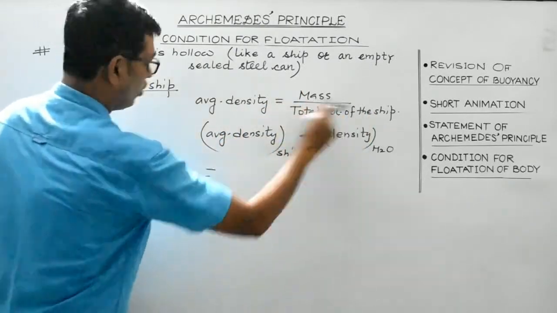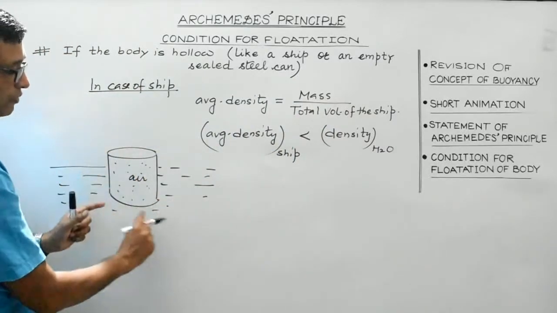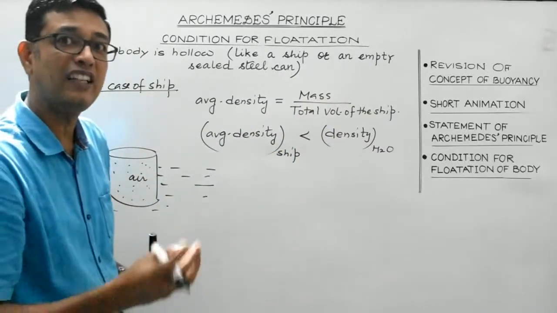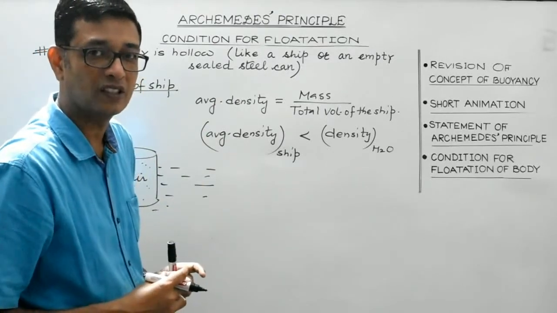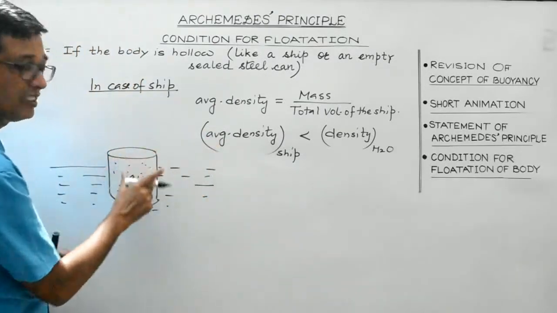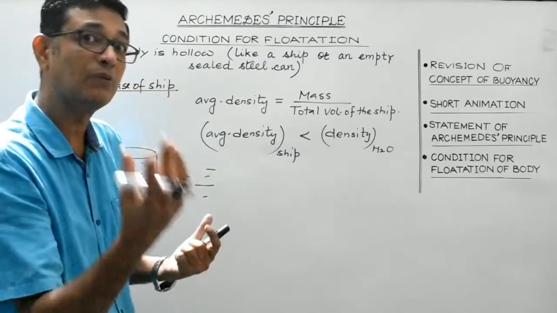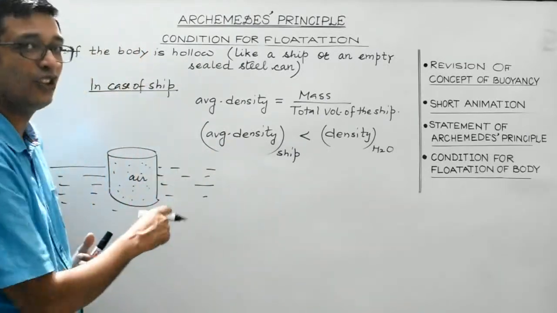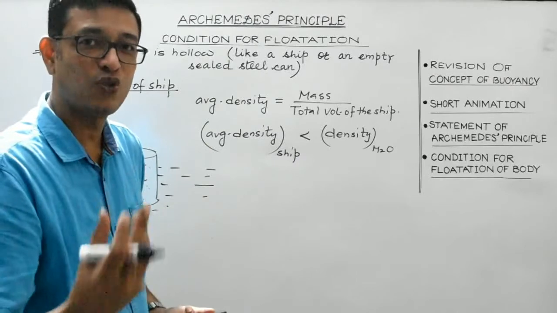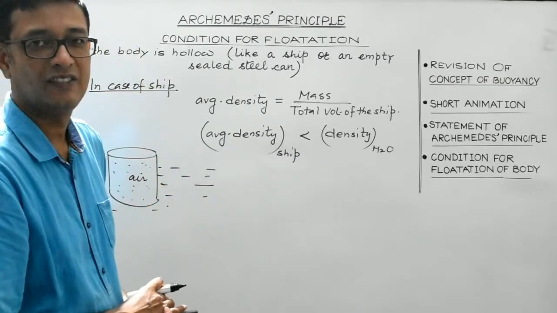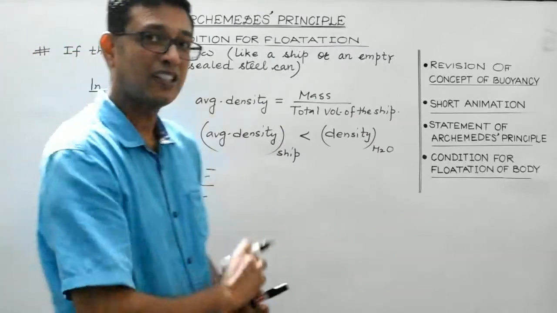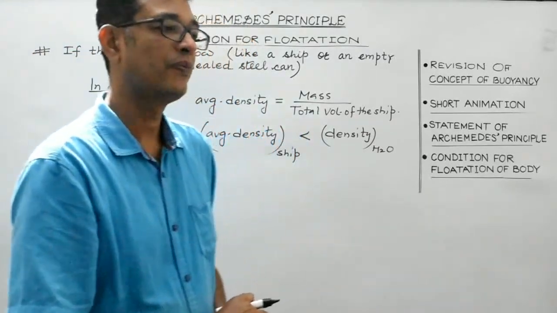mass over total volume of the steel can. And maximum volume of the steel can is filled with air, having very, very low density as compared to that of water. So, average density of the steel can as a whole becomes less than that of the density of water. And this is the reason why steel can is able to float on water. Right? Let me discuss another example, students.